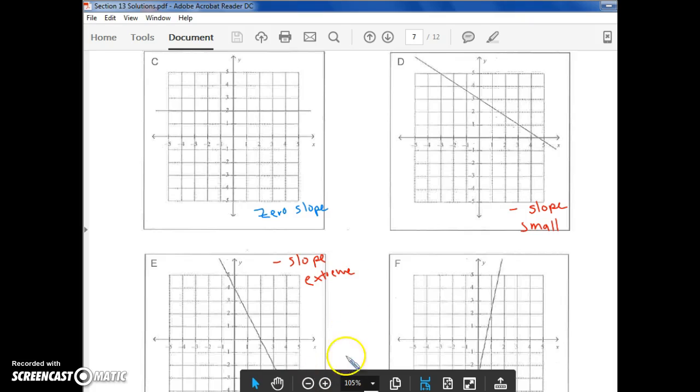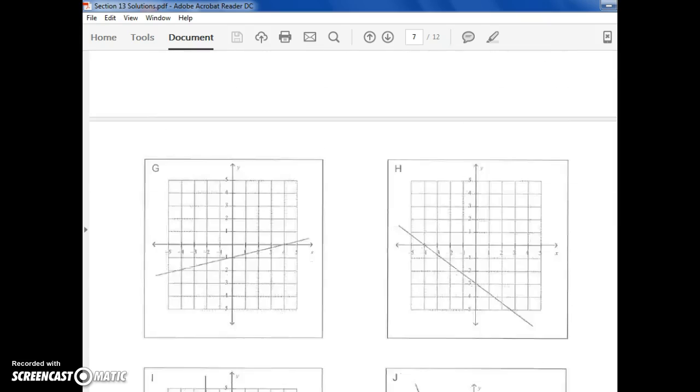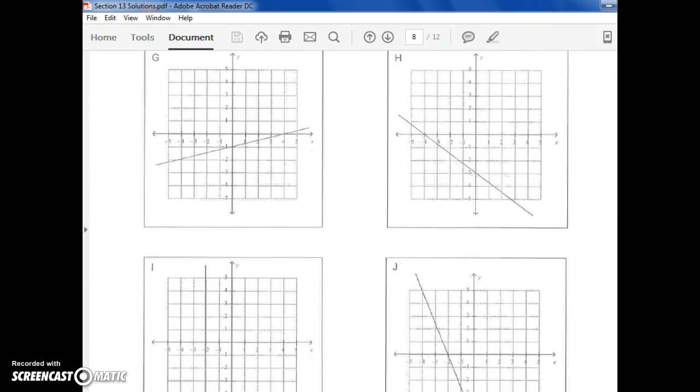And F looks like a rising slope. I'm going to call that a positive slope since the graph is rising from left to right. And it looks like it's doing it fairly quickly, so that's an extreme graph. The graph of G is also a positive slope. Again, the rate at which it's going up, though, it's not very quick, it's going up 1 for every 4 that it goes over. So that's a very small slope.